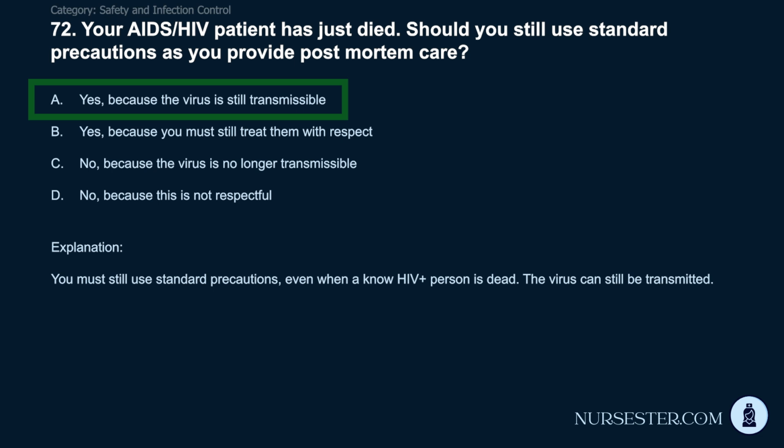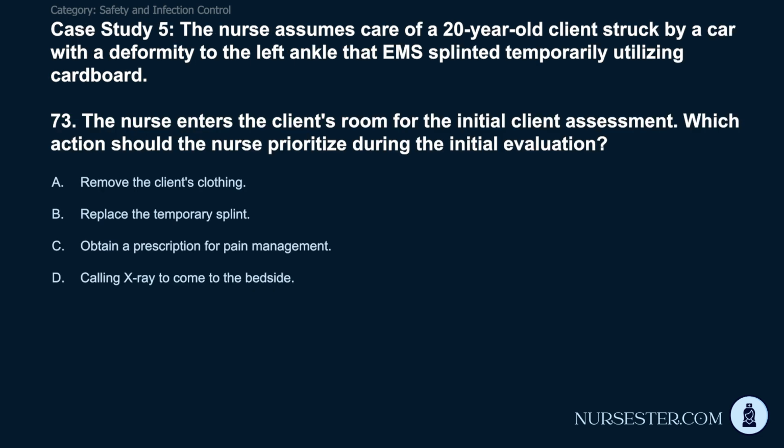The nurse assumes care of a 20-year-old client struck by a car with a deformity to the left ankle that EMS splinted temporarily utilizing cardboard. 73. The nurse enters the client's room for the initial client assessment. Which action should the nurse prioritize during the initial evaluation?